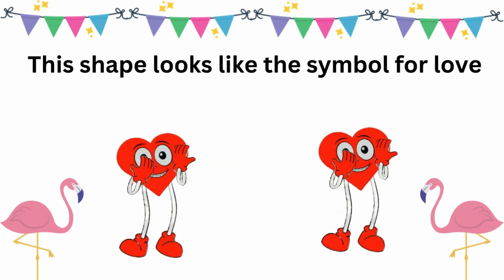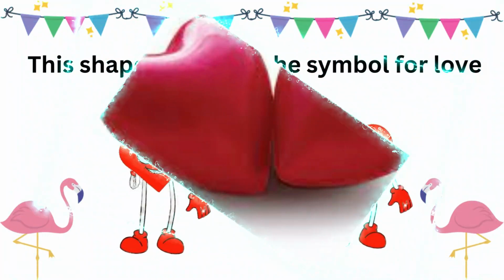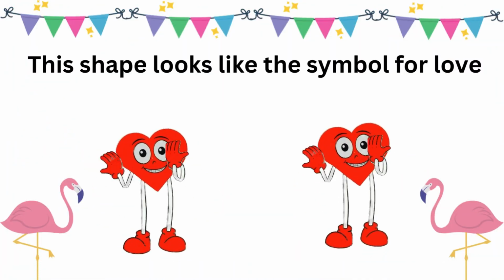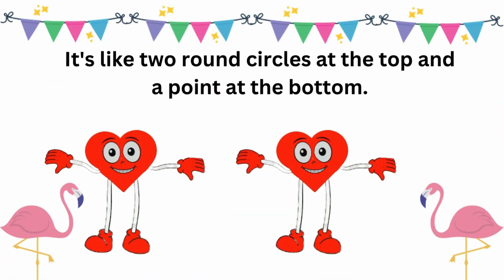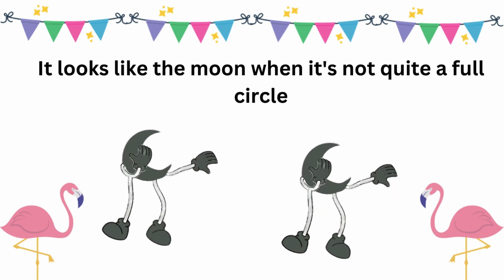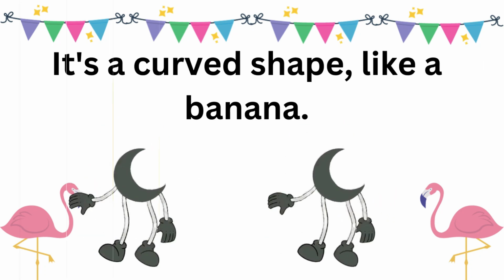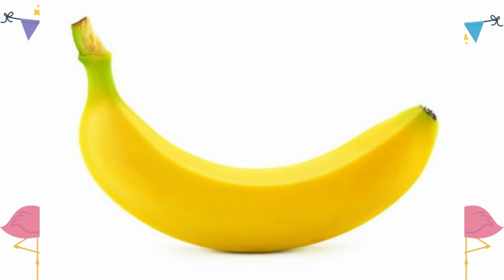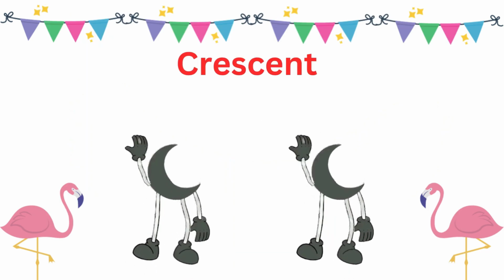Kids, this shape looks like the symbol for love. It's like 2 round circles at the top and a point at the bottom. It's heart. It looks like the moon when it's not quite a full circle. It's a curved shape like a banana. It's crescent.